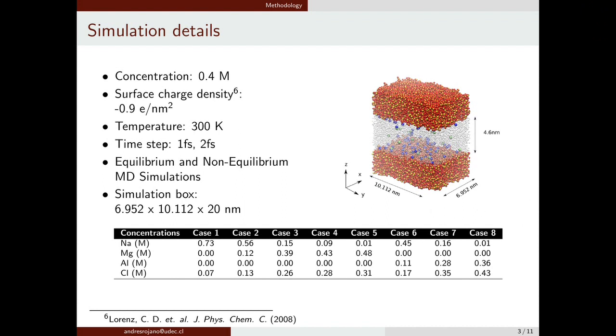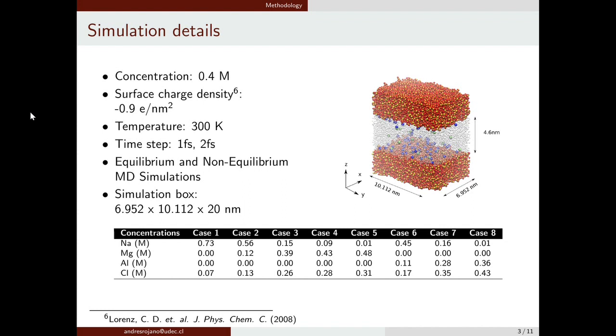As it can be seen, two parallel amorphous silica slabs were separated from one another at a distance of 4.6 nanometers. In between them, an electrolyte with an ionic concentration of 0.4 molar was contained. Previous studies have determined that this ionic concentration gives a surface, like the one used in this study, a surface charge density of minus 0.9 elementary charge per square nanometer.